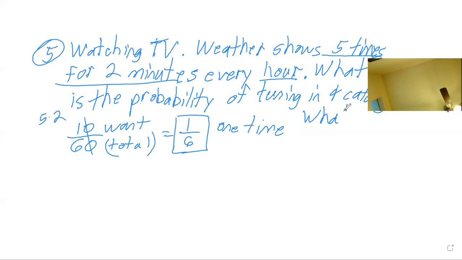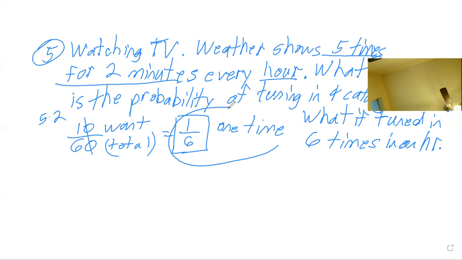What if I tuned in 6 times in an hour? So in an hour, what if I tuned in 6 times in an hour? What's the probability that one of those times I will get what I want? Well, here's one time. I want to do it 6 times. So you take the probability, 1/6, and you multiply it by 6. So you will get 1.